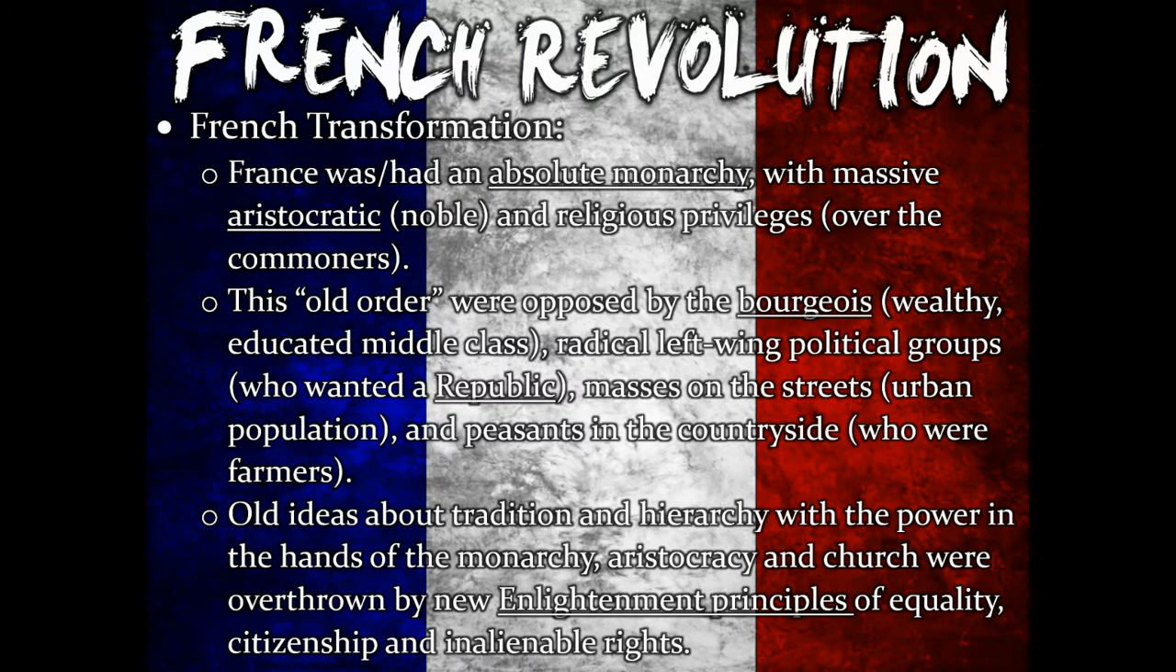Now, mind you, not everybody wants a republic in the French Revolution. A lot of people just want minor, moderate reform to go from an absolute monarchy to a constitutional or limited monarchy. The idea of a republic and getting rid of a king altogether is a very dangerous one.